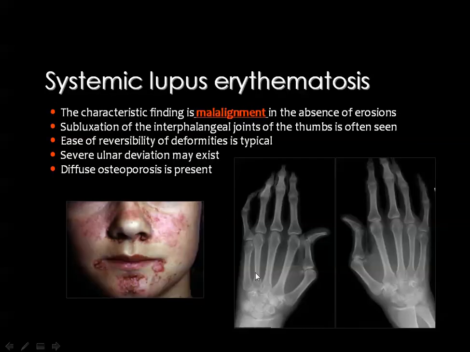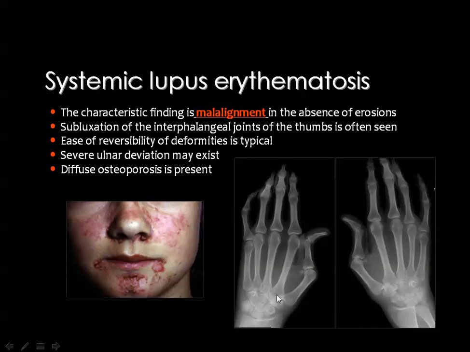You know that systemic lupus erythematosus is a systemic disease which can affect the skin, the musculoskeletal system, the lungs, and the vessels, and it has so many manifestations all over the body.